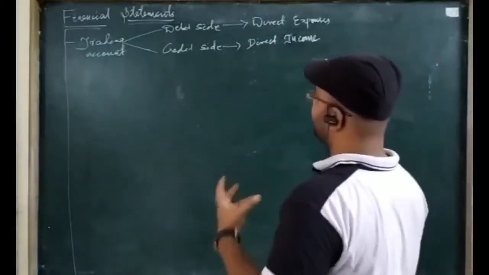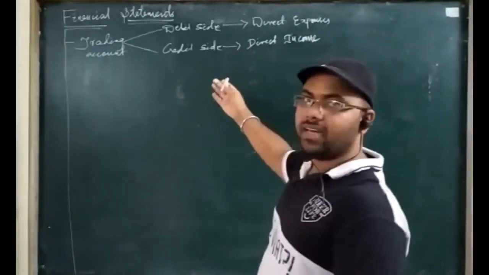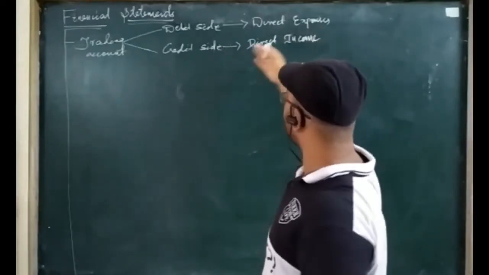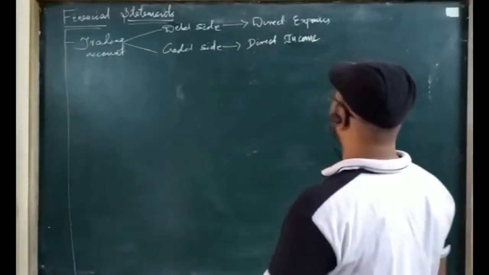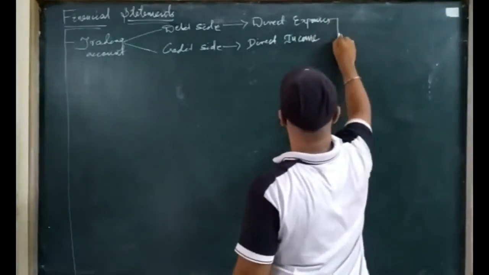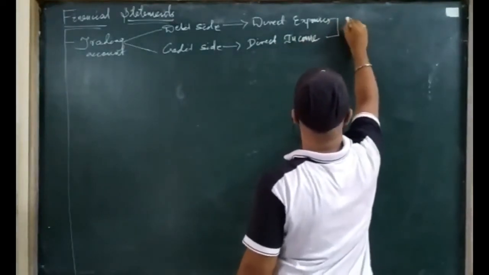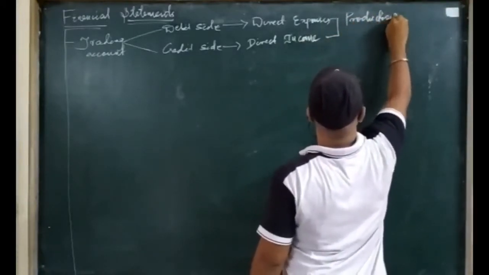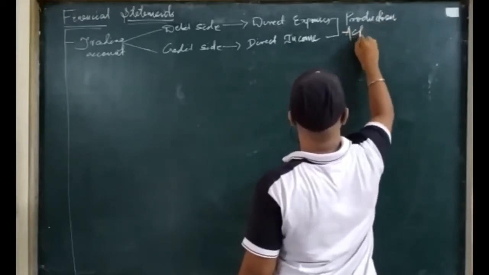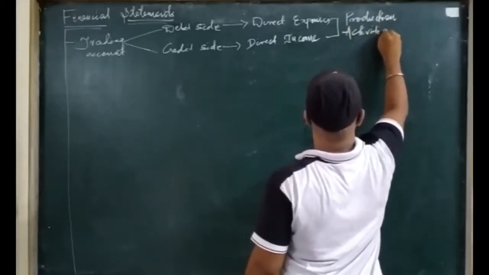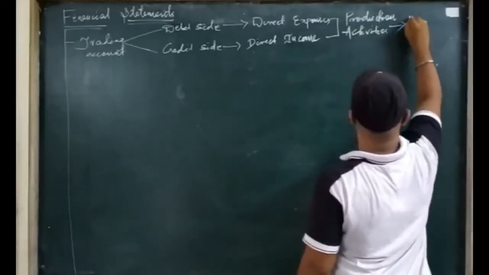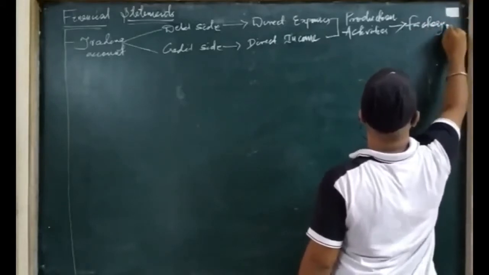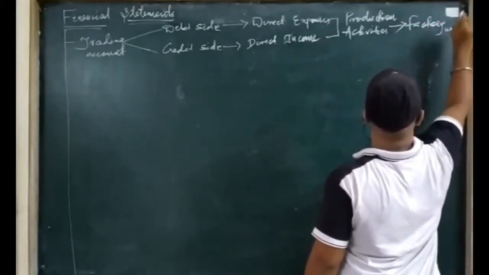So the trading account has 2 sides, the debit side and the credit side. The left hand side is the debit side, the right hand side is the credit side. In the debit side you write direct expenses and in the credit side you write direct income. Now, for which purpose is the trading account prepared? Trading account is prepared for production activities. And where do production activities take place? That is in your factory unit.